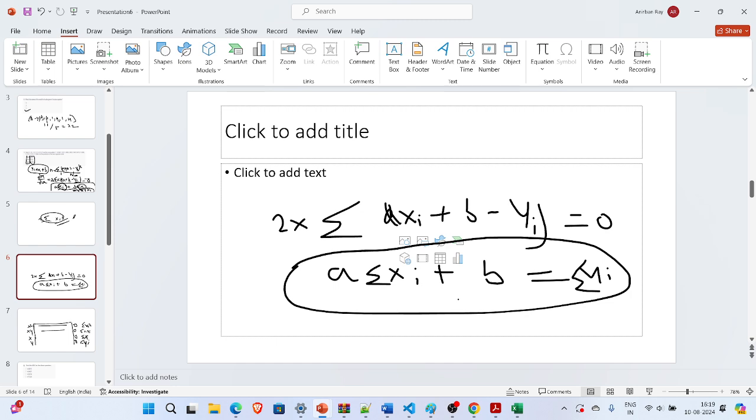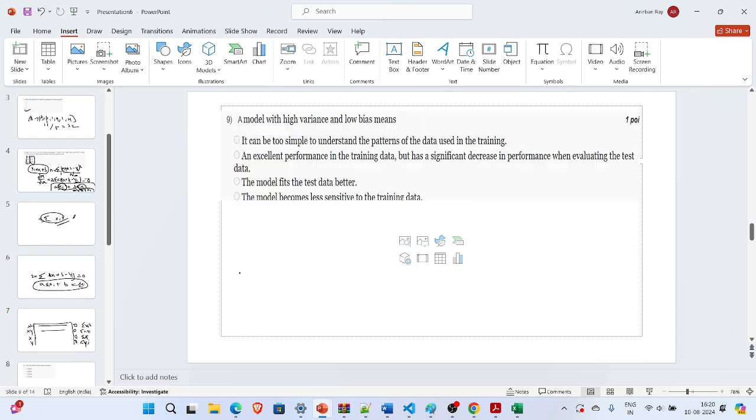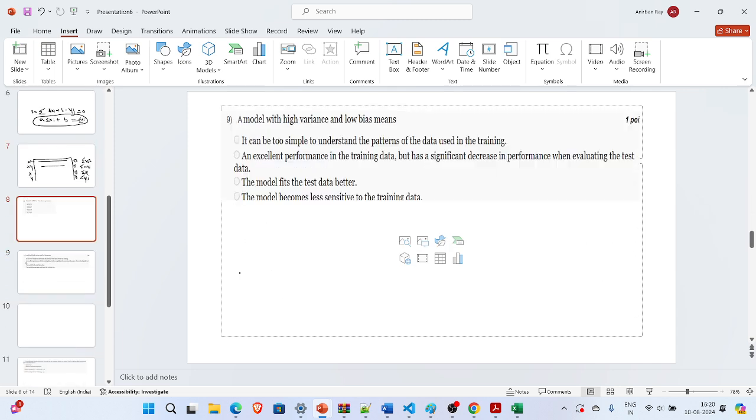Got it? Clear? Clear, right? Okay, on to the next question. So this is the question of the bias variance trade-off.